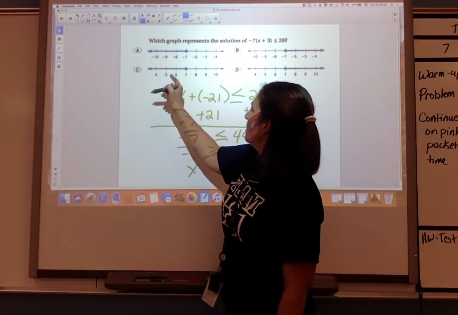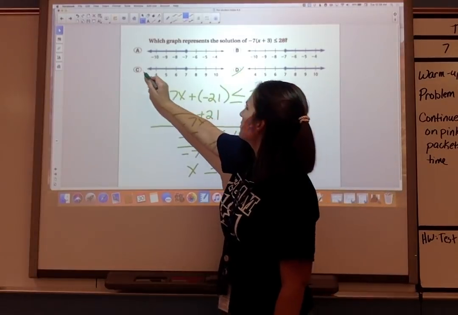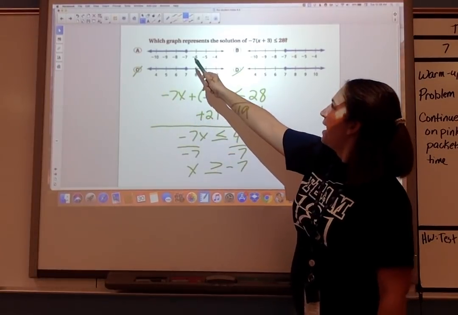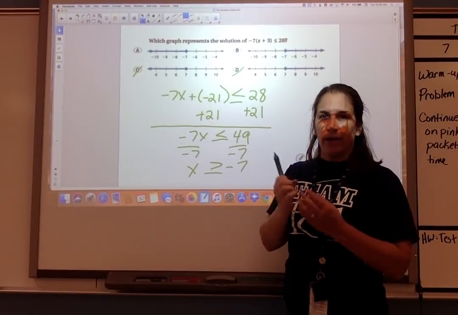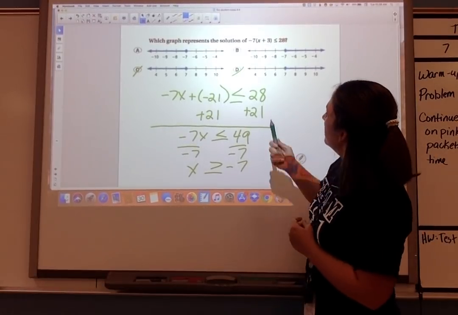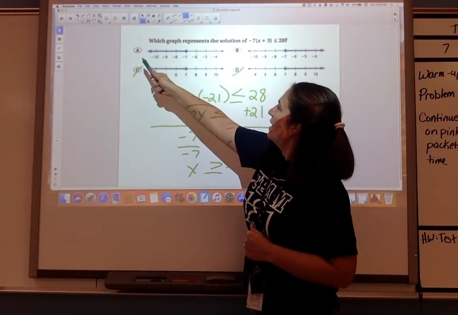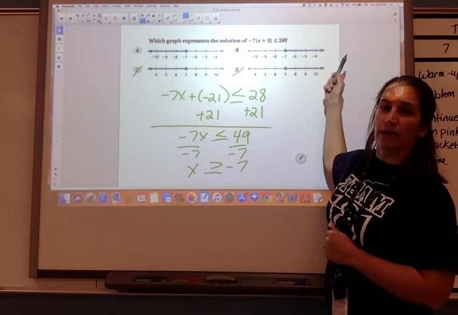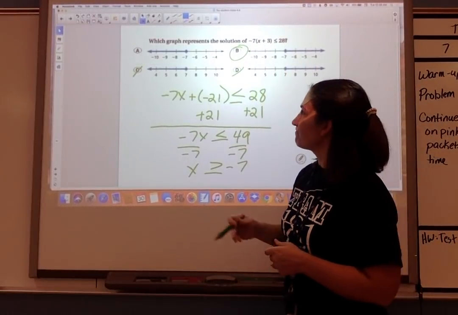Okay, so that means C and D both have 7 as a solution, so those are not it. A and B both have negative 7 as our crucial part of our inequality. A looks like it's less than or equal to -7. B is greater than or equal to -7. So B is our solution.